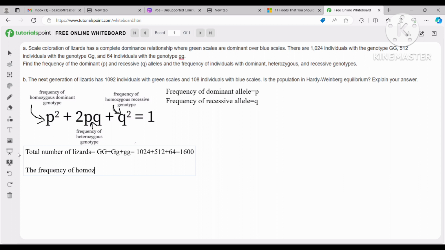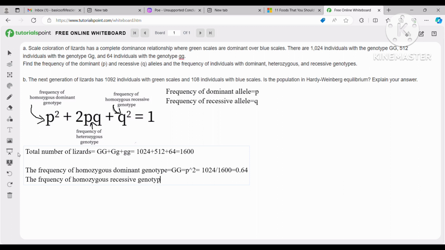If you do all these things, for example, a total of 1600 lizards are present with the homozygous dominant, heterozygous, and homozygous recessive genotypes. First, we need to calculate the frequency of the homozygous dominant genotype. For that, you take the population which has this dominant phenotype, that is 1024, divided by the total population. Here you get the frequency as 0.64.